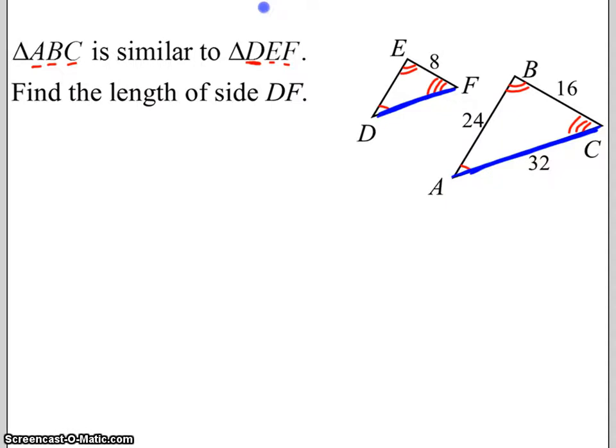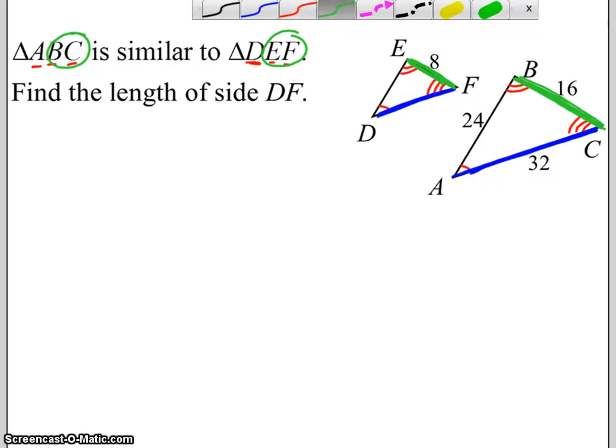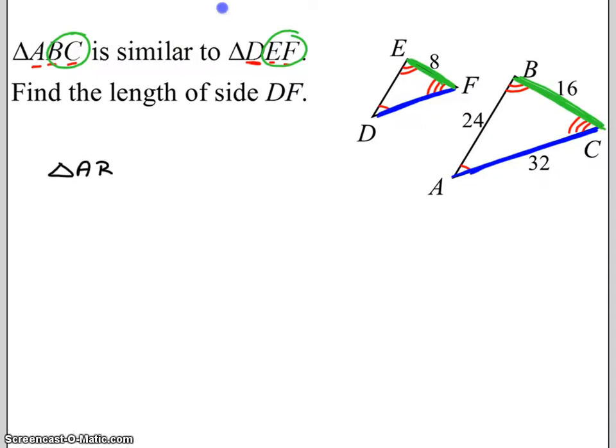Well, we have this side length EF, which is 8. Now the goal is to find the side that EF corresponds to. Well, EF is going to correspond with BC. So EF corresponds with BC. That means all the side lengths for these triangles go with a ratio, triangle ABC to triangle DEF, and we set it up this way.